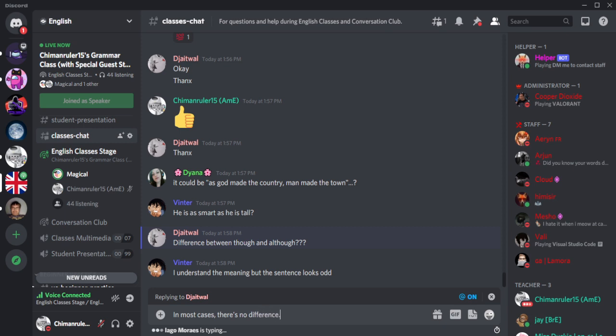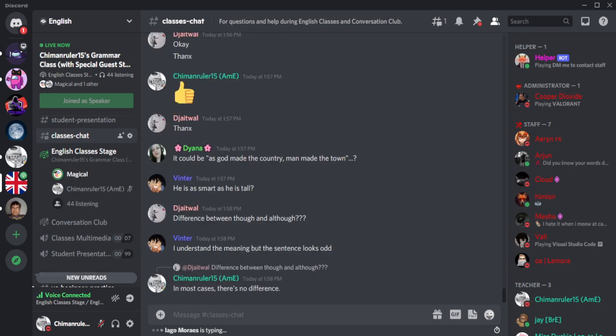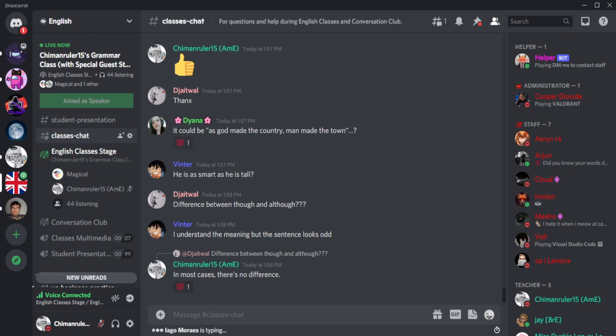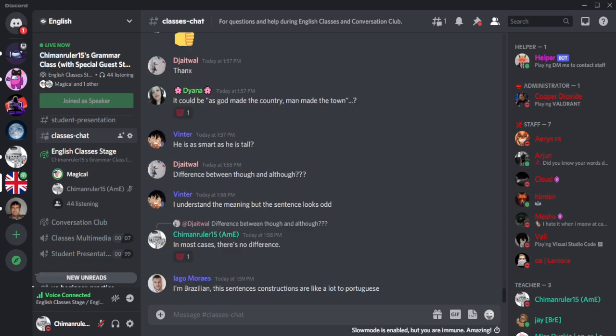Difference between though and although: they do not have a difference. They're just the same thing. Although is a shortened form. Though, although is casual. So if you're writing something like a formal letter, you use although instead of though. Though is more used in spoken language.